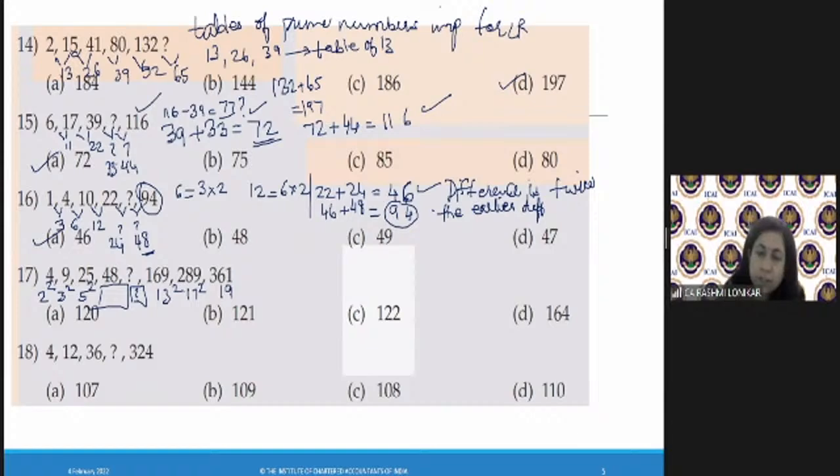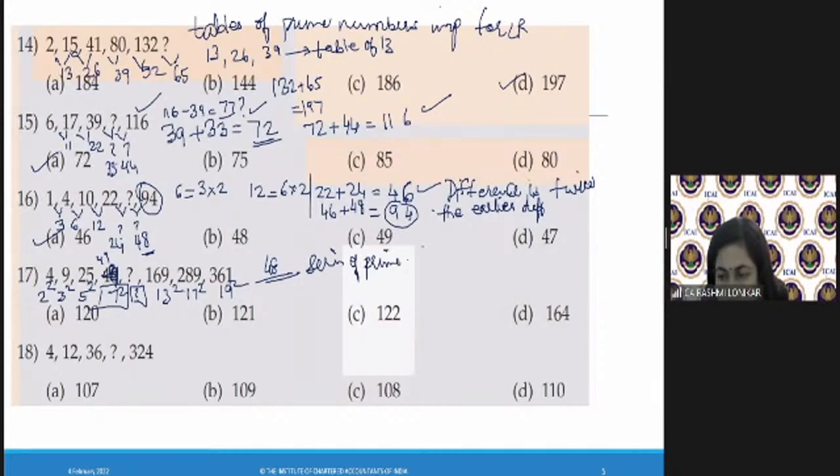Okay. I think 48 is a printing mistake. So this should be 49. Okay. If this is 49, what will happen? This will be 7 square. So what will happen is 2 square, 3 square, 5 square, 7 square. Then you see 13 square, 17 square, 19 square. What is this? This means that this is a series of prime number squares.